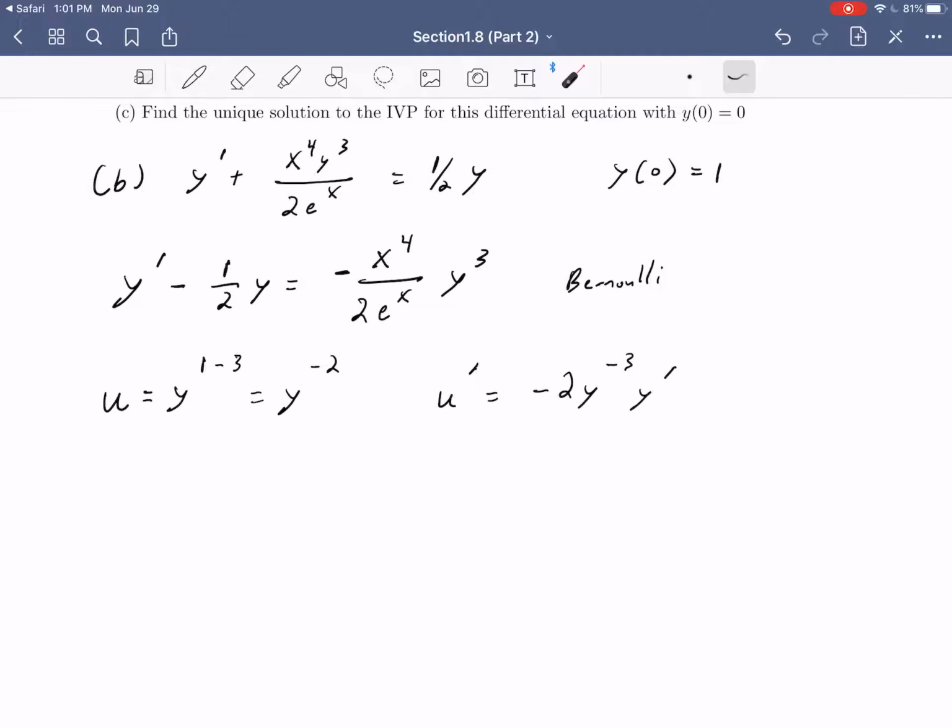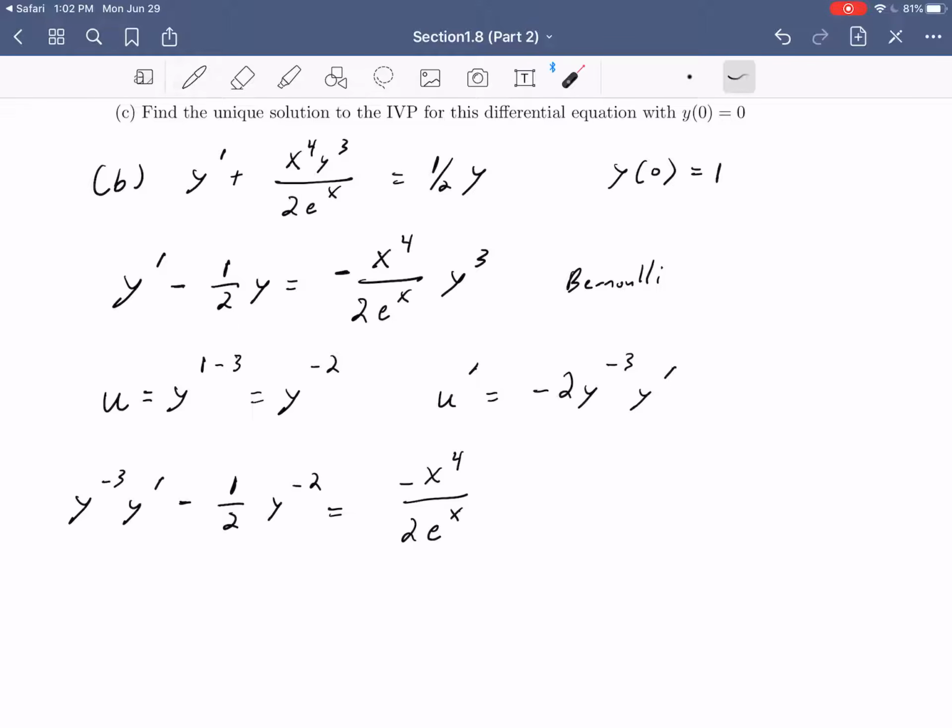All right, so at this point, we need to manipulate this a little bit further. Let's go ahead and divide the y over to build these expressions. So we get y to the minus 3 y prime minus 1/2 y to the minus 2 is minus x to the fourth over 2e to the x.